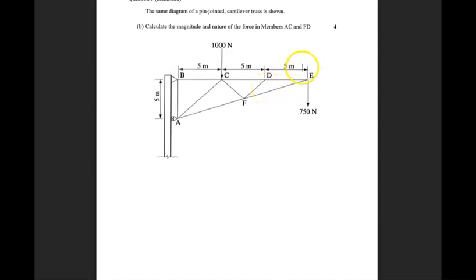Now, if we look at this corner, DEF would also be a zero force member if this 750 newtons was not there. Yeah, if you take the 750 newtons away, suddenly it's a different story. That's a great question that I might do for future classes, where I might move that 750 newtons.